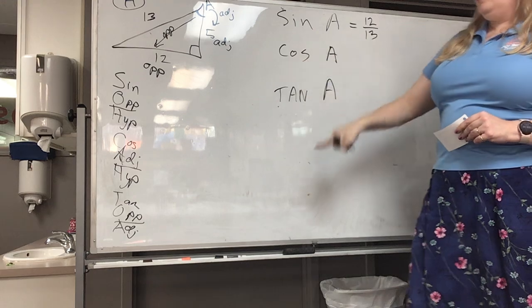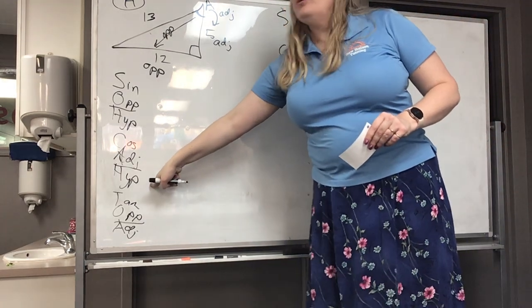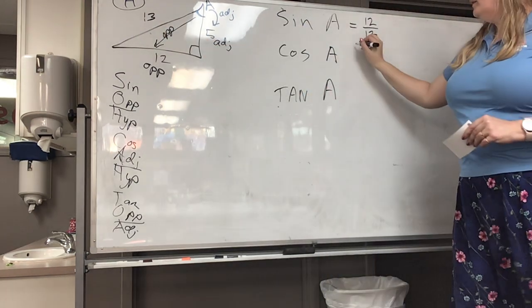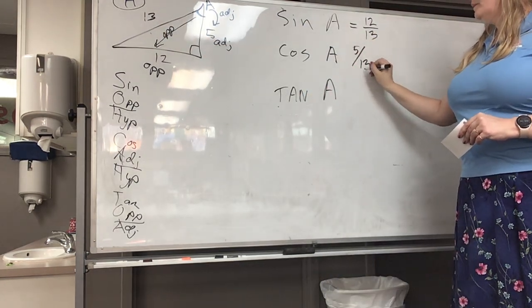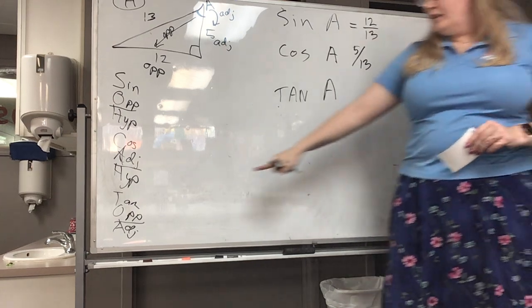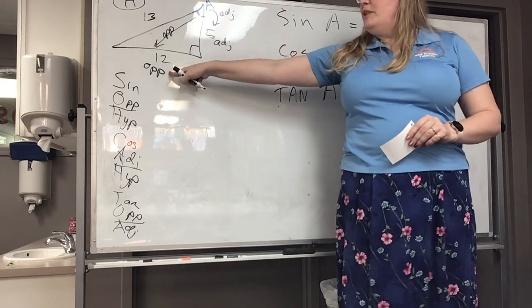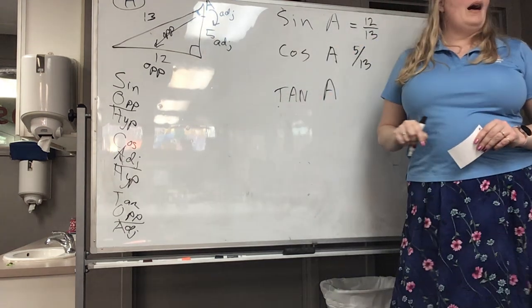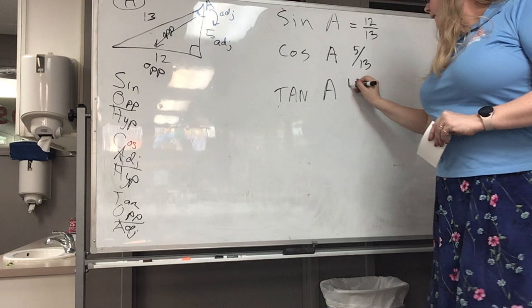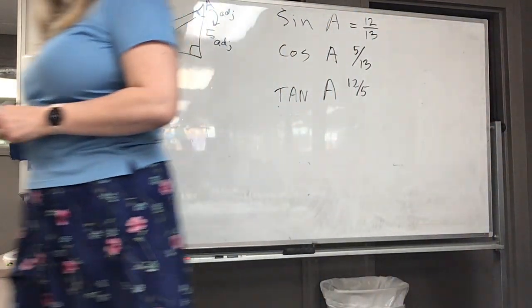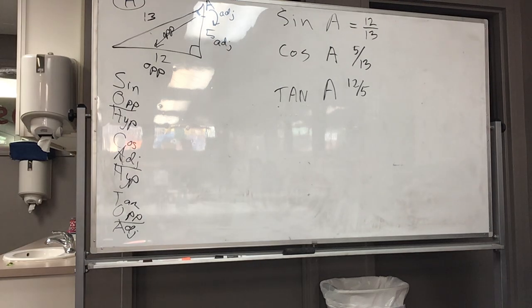Our cosine, adjacent over hypotenuse, we're going to be looking at 5 over 13. Our tangent, being opposite over adjacent, is going to be 12 over 5. And so when we talk about sine, cosine, and tangent, they're talking about which piece compared to which piece.